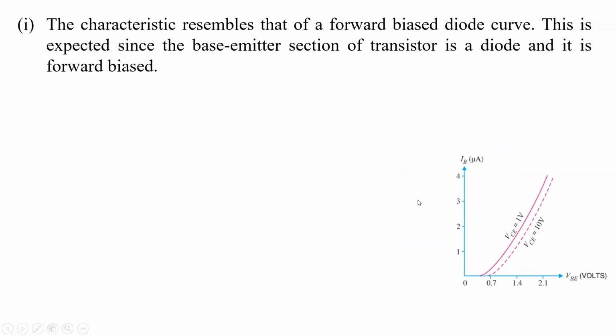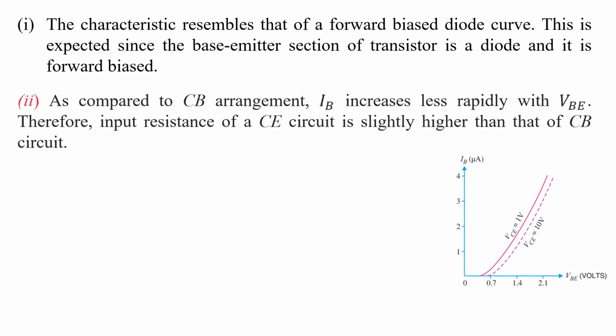So this characteristic resembles the forward biased diode curve. It is exactly the same as the forward biased diode curve. Already I have told you this is a base emitter junction, and because of the forward biasing of this base emitter junction, it looks like a forward biased diode characteristic.